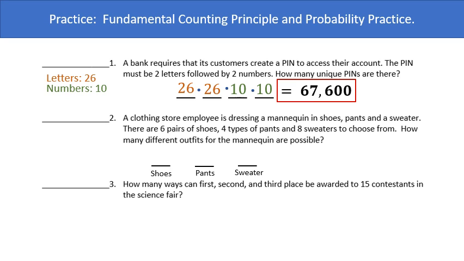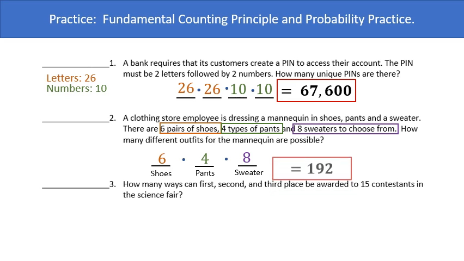So that's the first thing you do. What is it you have to choose? Next, how many options do you have? Well, there's 6 pairs of shoes. This is going straight from the problem. I have 4 pairs of pants I can choose from. I have 8 possible sweaters. 6, 4, 8. All we got to do is multiply these things together. 6 times 4 times 8 equals 192 different outfits that we could possibly dress our mannequin in. Lay out your options, multiply them together, done and done.